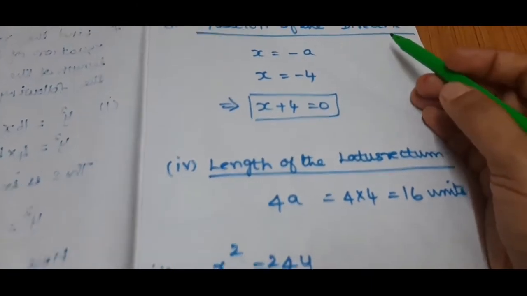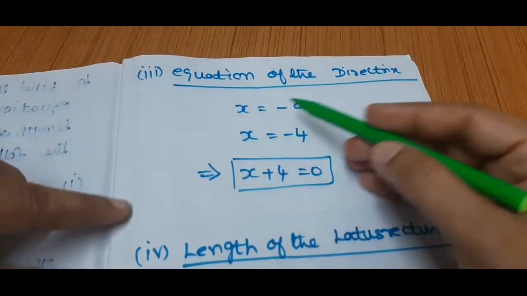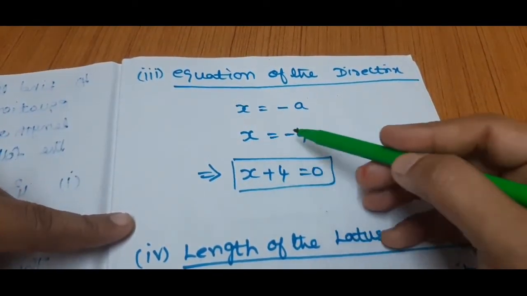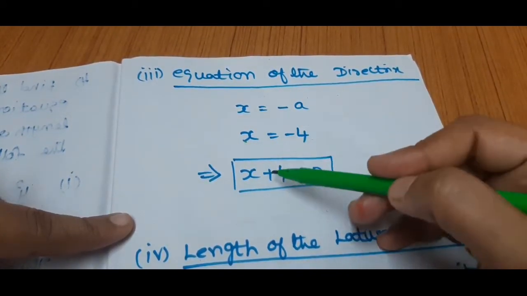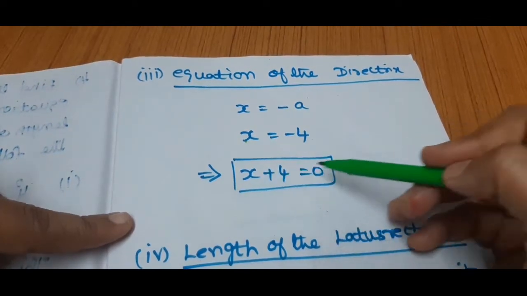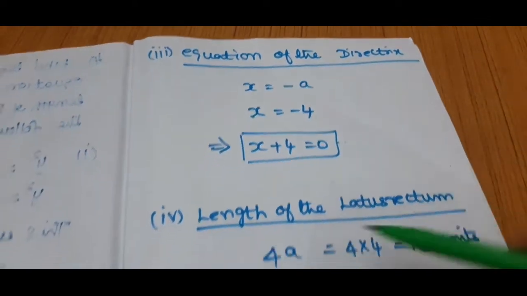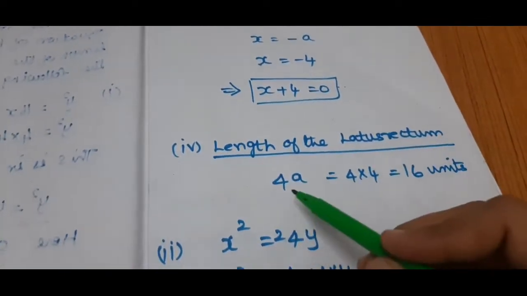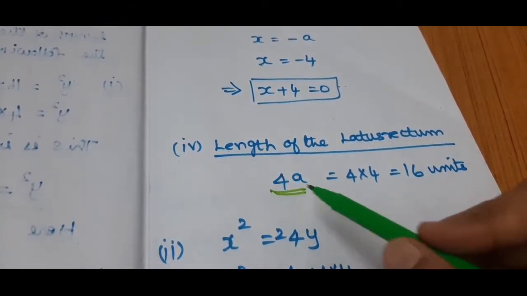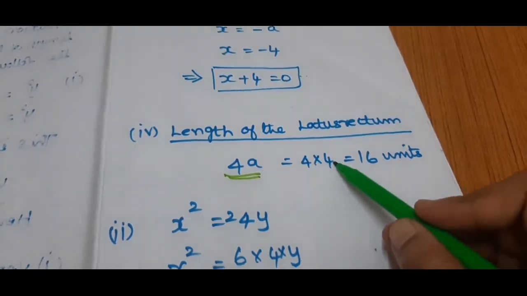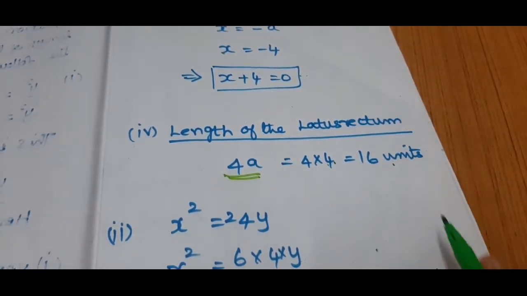Then the equation of the directrix is x is equal to minus a. That is x is equal to minus 4. I am going to take this minus 4 to the left hand side. That will become plus 4. So x plus 4 is equal to 0. Then the length of the latus rectum will be 4a. This is the formula to find the length of the latus rectum. That is 4 into 4. 4 4s are 16 units.